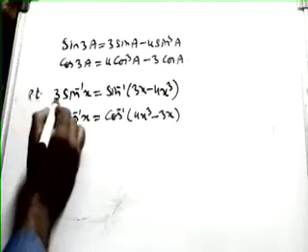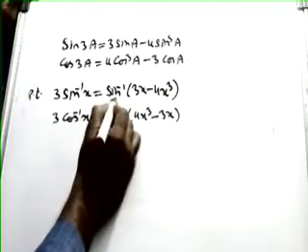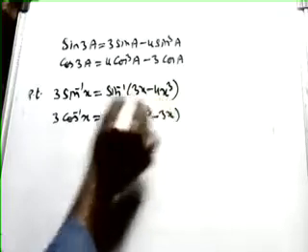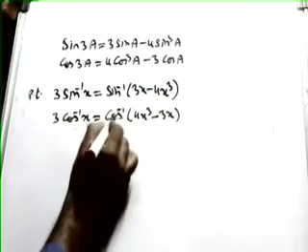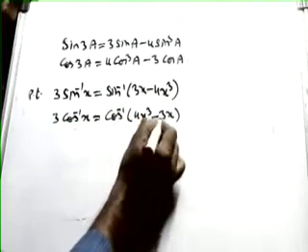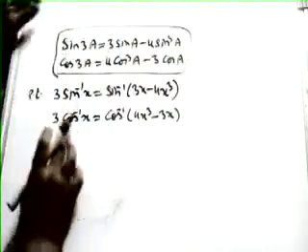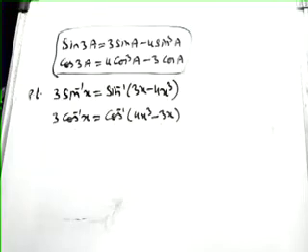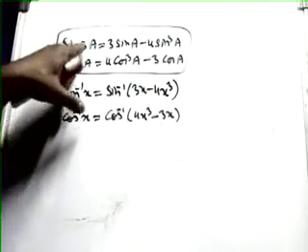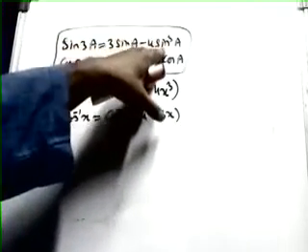Now see here, we have to prove these two. 3 sine inverse x equals sine inverse of 3x minus 4x cubed. 3 cos inverse x equals cos inverse of 4x cubed minus 3x. Before going to these questions, let us revise this from multiples and submultiples. We know the formula of sine 3A is 3 sine A minus 4 sine cube A.